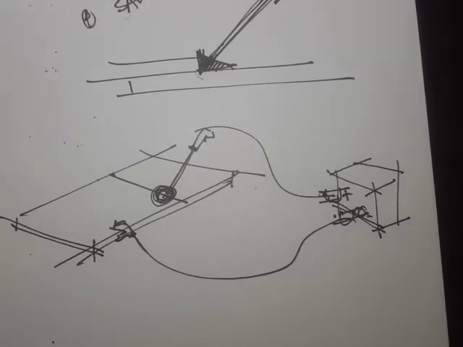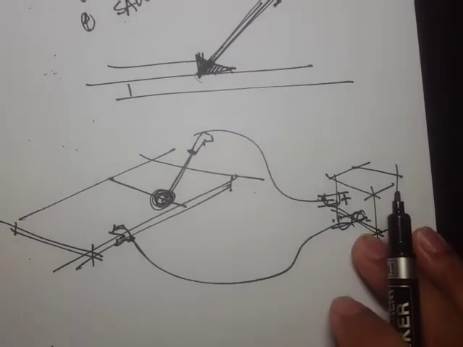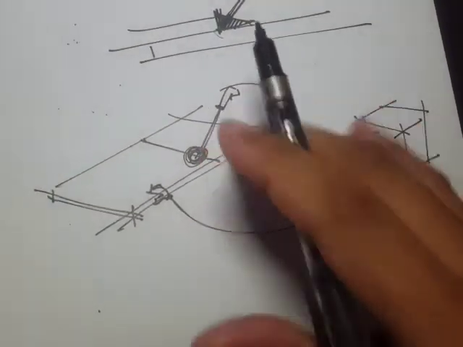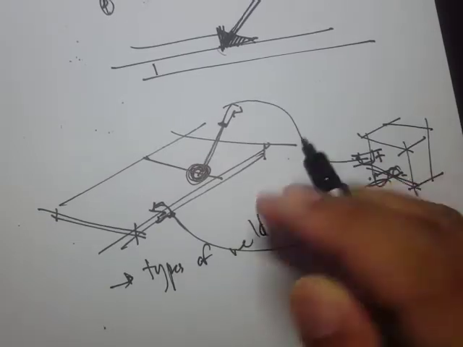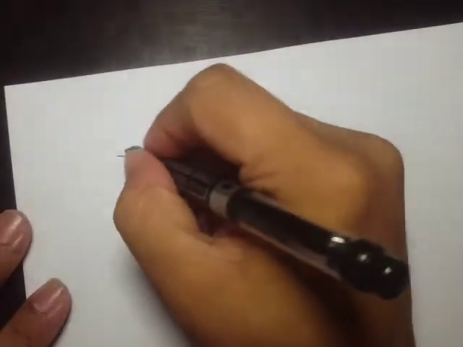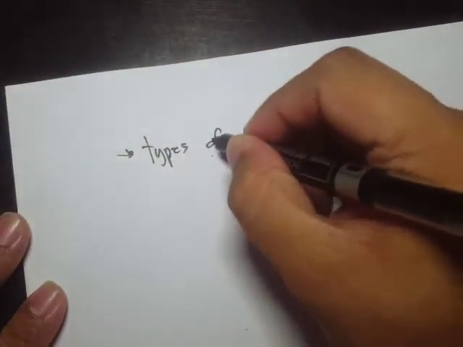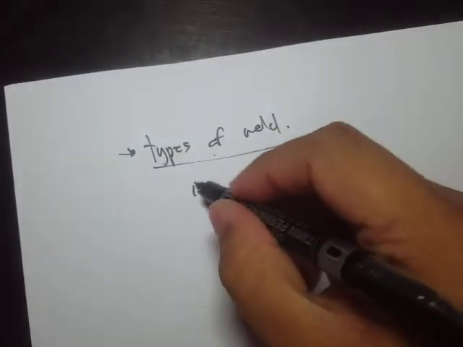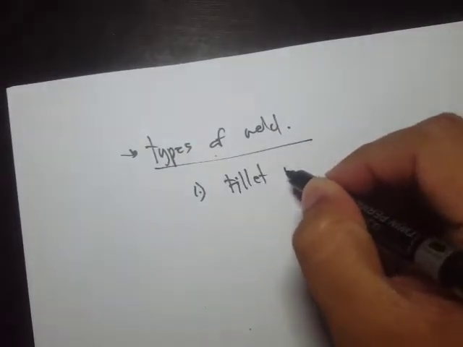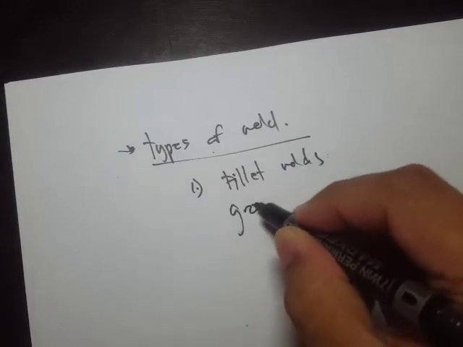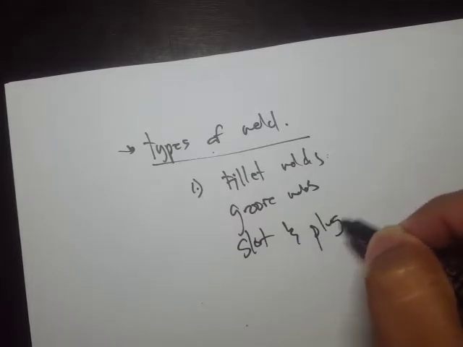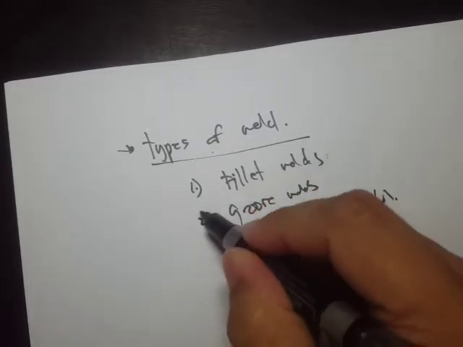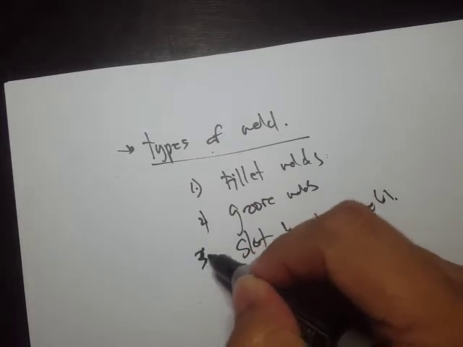Okay, so now let's discuss the types of weld. For the types of weld, we have fillet welds, we have groove, and we have slot and plug welds. Three.